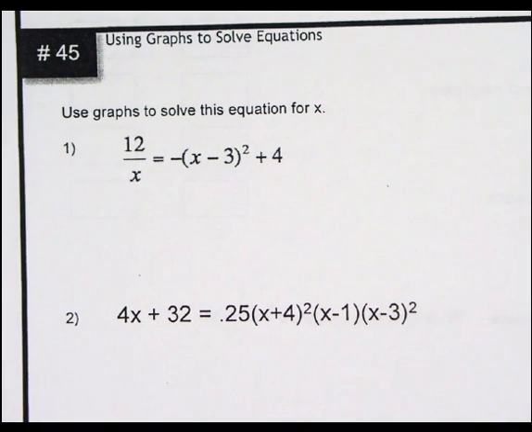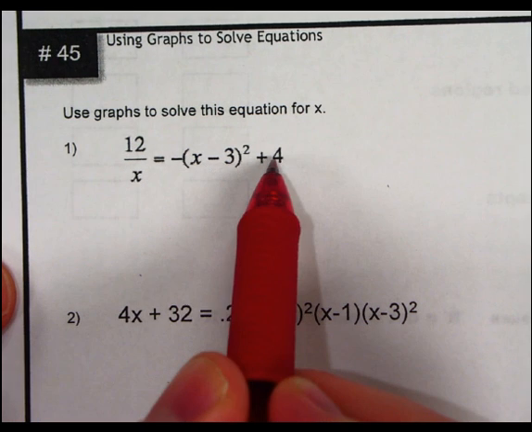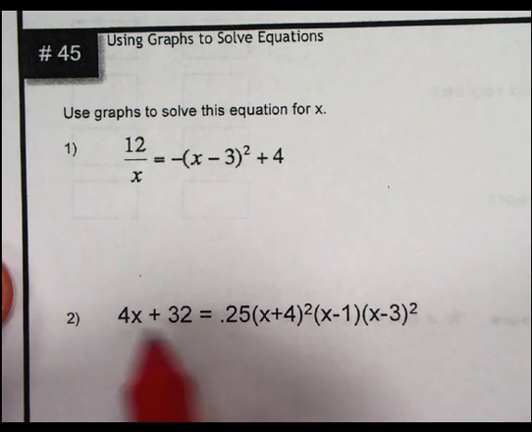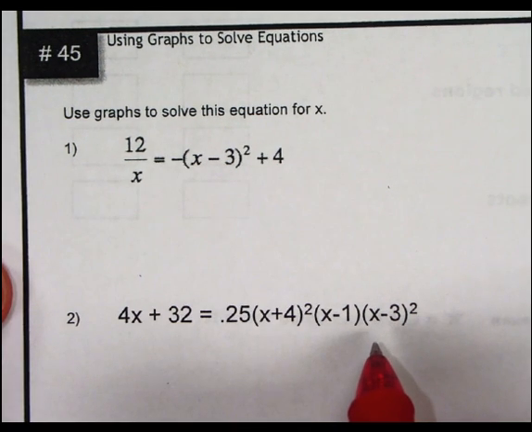And welcome to Target 45, using graphs to solve equations. Use graphs to solve the equation for x is what it says. This has all x's in the question. So the only thing we care about is the x in the answer.